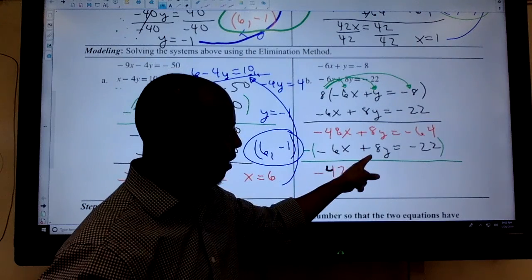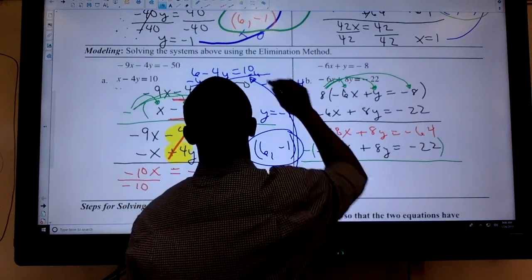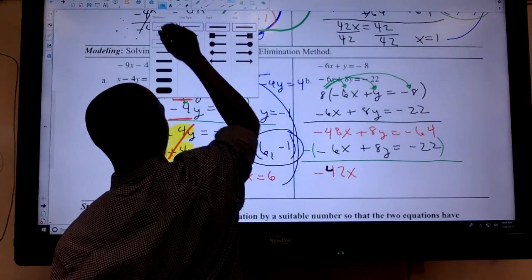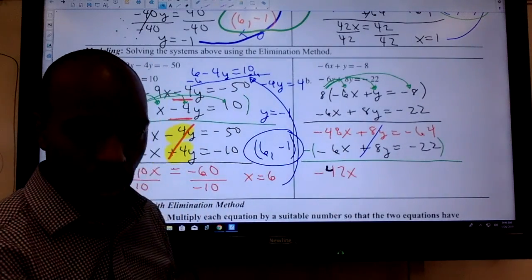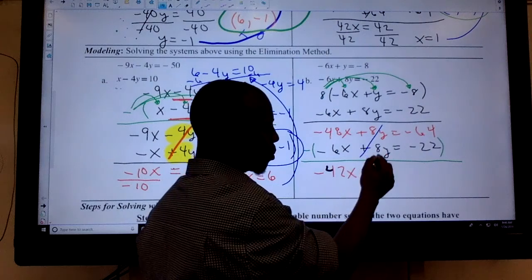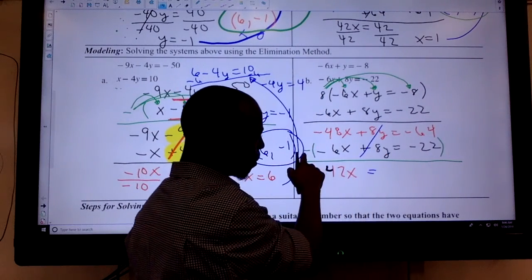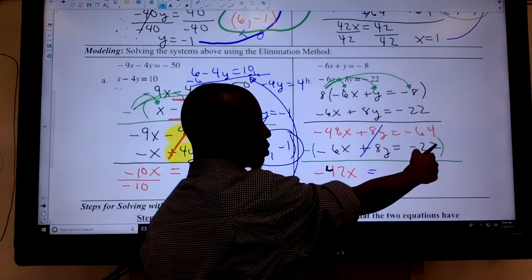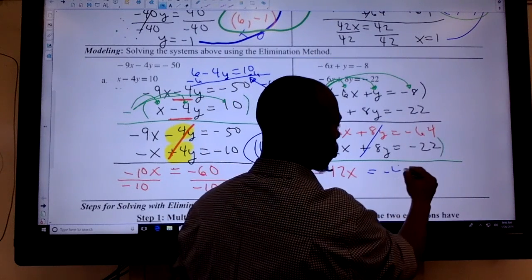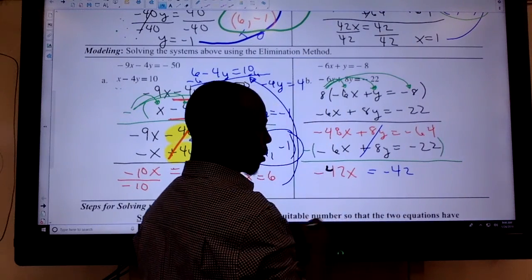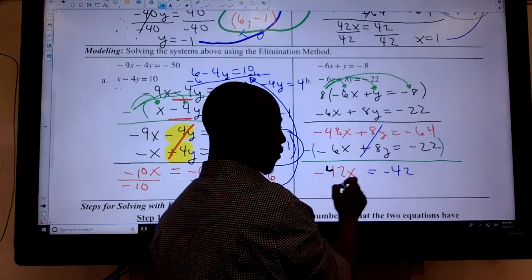Okay? The negative 8y plus 8y, this is going to cancel out. And we should see that and say, oh, yes, this is definitely going to cancel out. That won't work anymore when we subtract it, so that will equal 0. When I multiply this subtraction by the negative 22, it becomes a positive 22, which leaves us with a negative 42 over here. Okay? So now we have negative 42x is equal to negative 42.